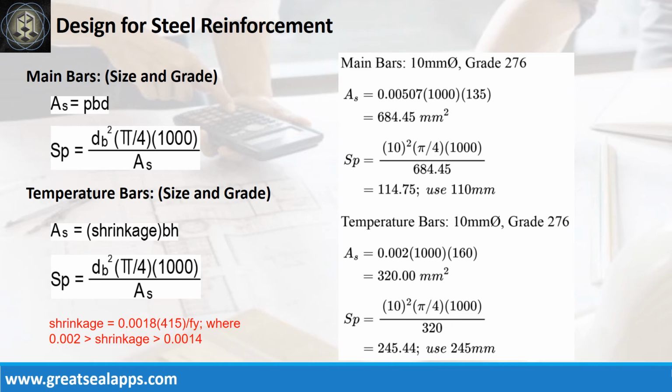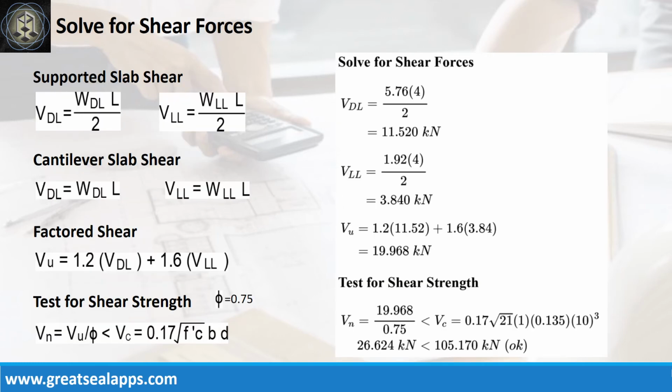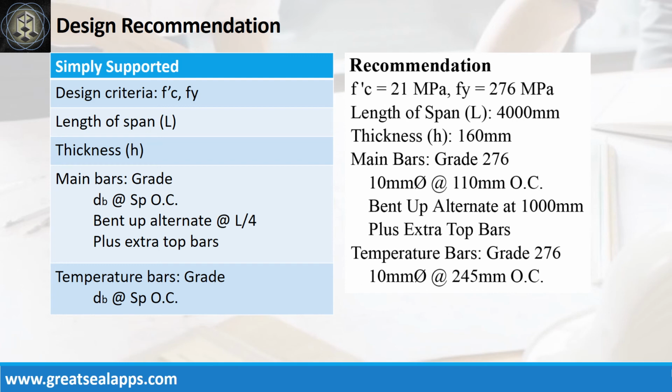The area of steel for temperature bars is 320 square millimeters, and the spacing for 10 mm bar is 245 millimeters. The shear force from dead load is 11.52 kN and live load is 3.84 kN for a factored shear force of 19.968 kN. The nominal shear force is 26.624 kN, less than 105.17 kN concrete capacity. Design recommendation as follows.